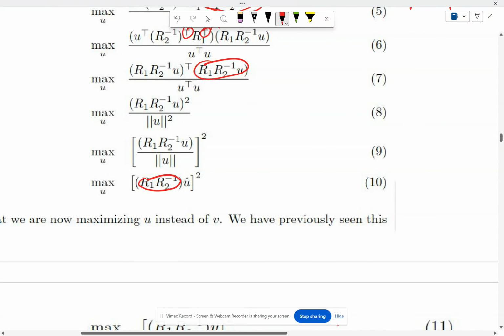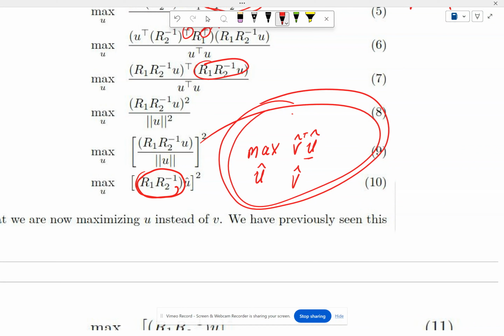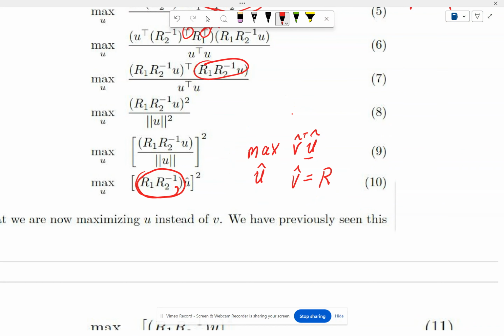I'm just going to call this v hat, okay? So now we're trying to maximize v hat u hat. And we're trying to find the u hat that maximizes this. Well, we did this in the very beginning. This was one of the first things we did, is how do we maximize this? Well, it turns out that the solution is just v hat, okay? Or in this case, right here. This is your solution.